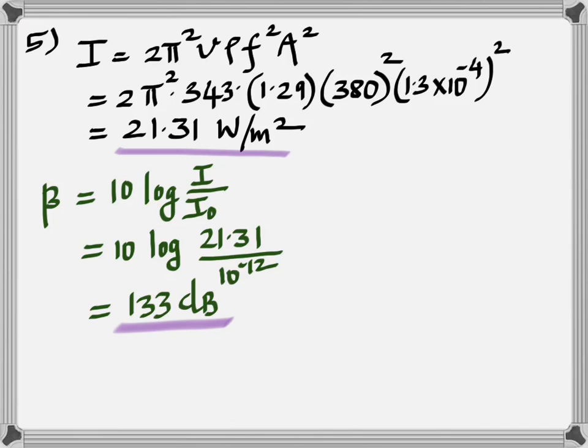Running out of time, so that's the guitar problem now. Number 6. An unfingered guitar string is 0.73 meter long and is tuned to play E above middle C, whatever it is. It's 330 hertz. That's the frequency. So the length of the string is given, isn't it? Length of the string and the frequency.